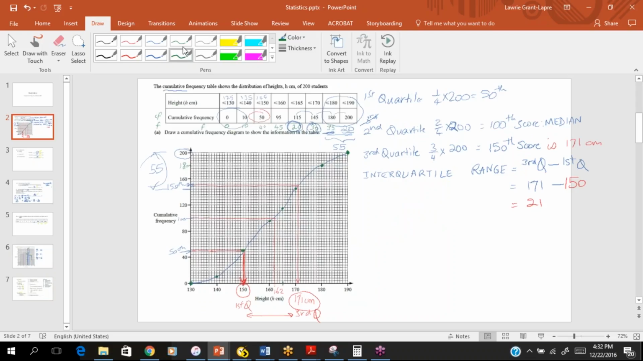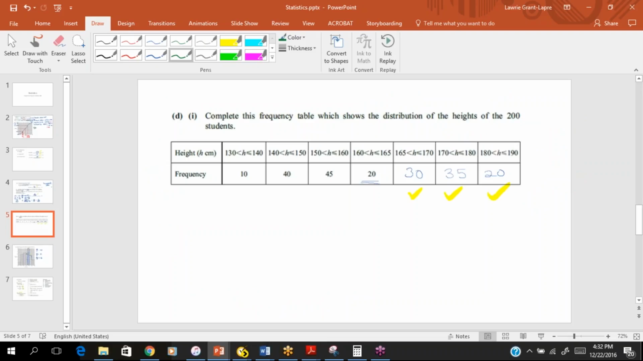I suggest you find questions similar in other past papers and practice the group data. One thing I didn't discuss was if they wanted the mean, and if they did want the mean, you have to actually use this frequency table here. And for halfway mark, you would have to use the number 135. You get that by adding 130 plus 140, add those two numbers together, divide that answer by 2, and you'll get 135.